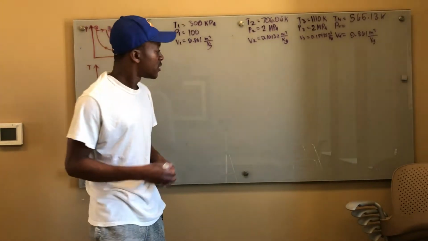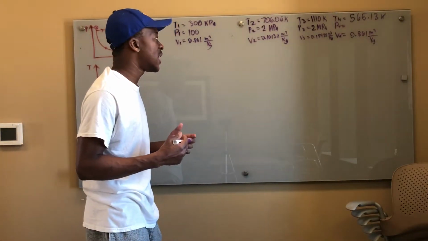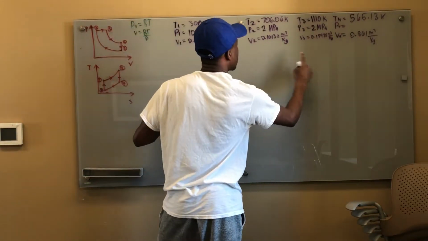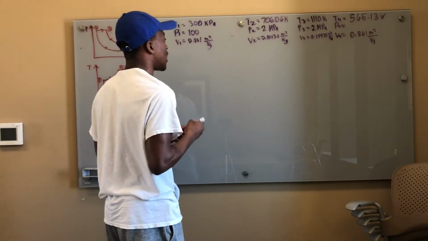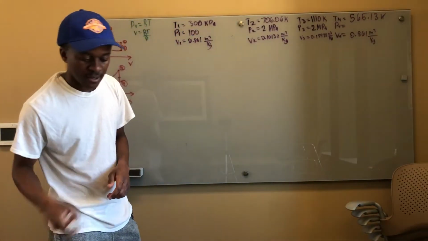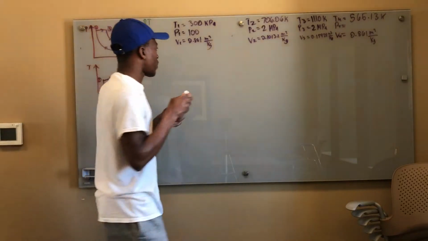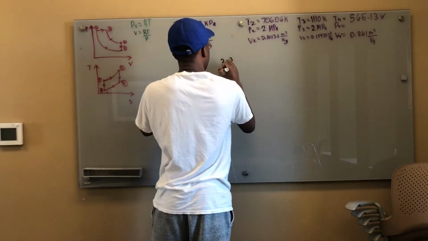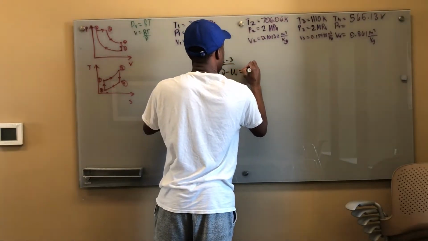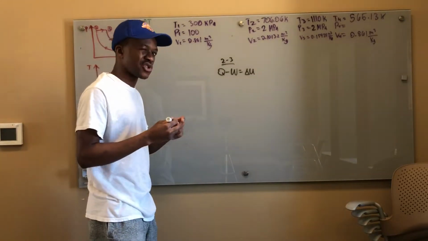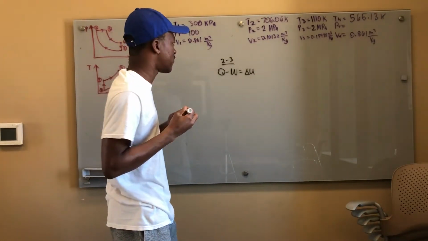Let's see. Now I know that Q in is from point 2 to point 3, right? So I'm gonna go ahead and look at that in a closed system. And I'm gonna say that for 2 to 3, Q minus W equals delta U. And I do have the equations right here, but I'm just trying to show you where these equations came from, okay?